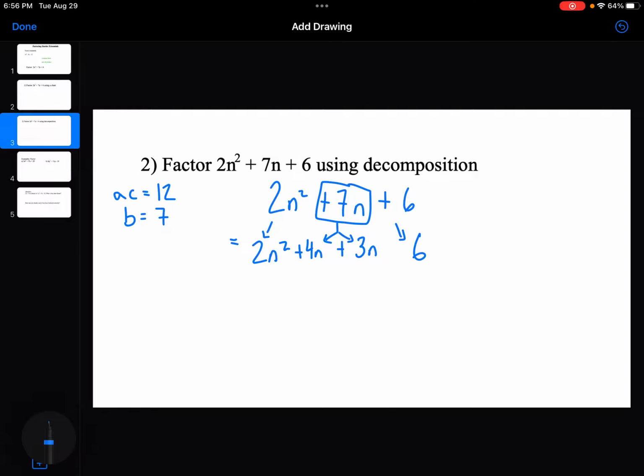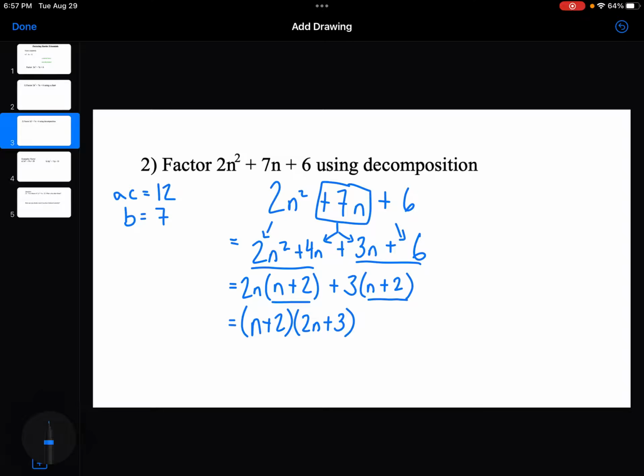And then what we need to do now is factor by grouping. So I'm going to factor these two terms and these two terms. We had a plus there. So in the first two, I'm going to take out a 2n, and then I'm going to be left with n plus 2. And then in the second one, I'm going to take out a 3, and I'm going to be left with n plus 2. So now I'm going to be common factoring my n plus 2. So I get n plus 2, and whatever was outside of the brackets is going to be left, 2n plus 3.